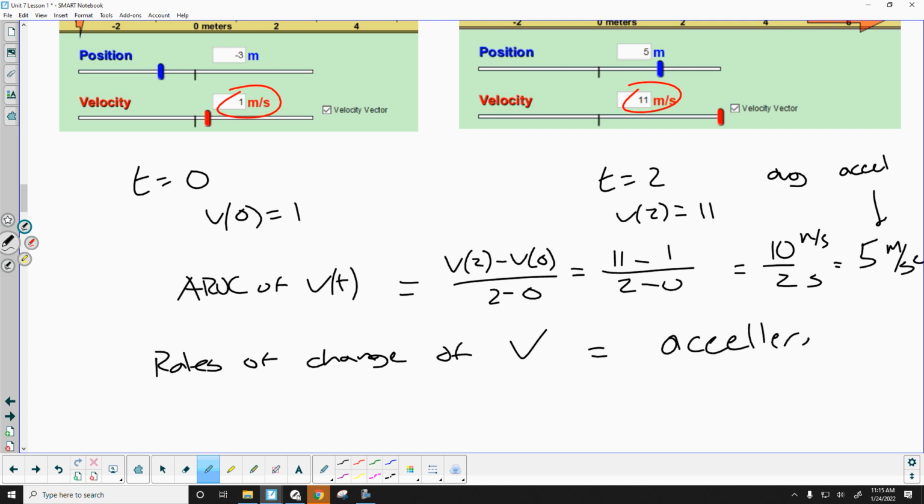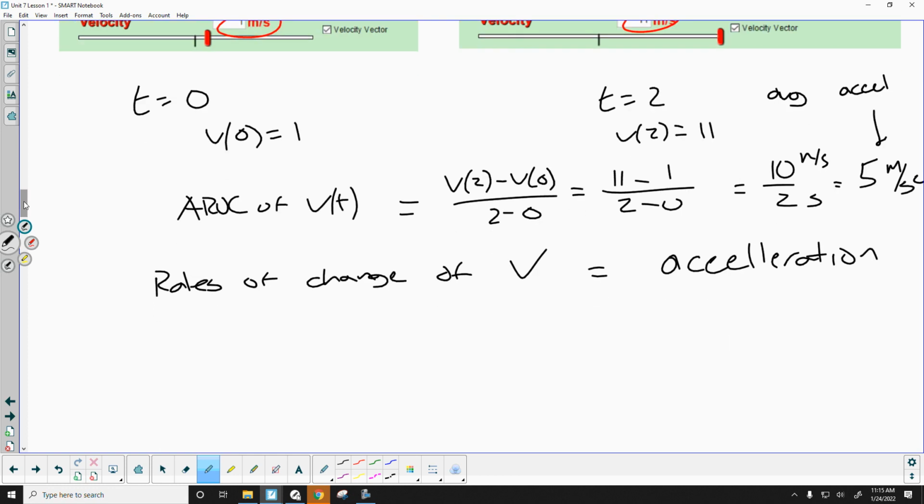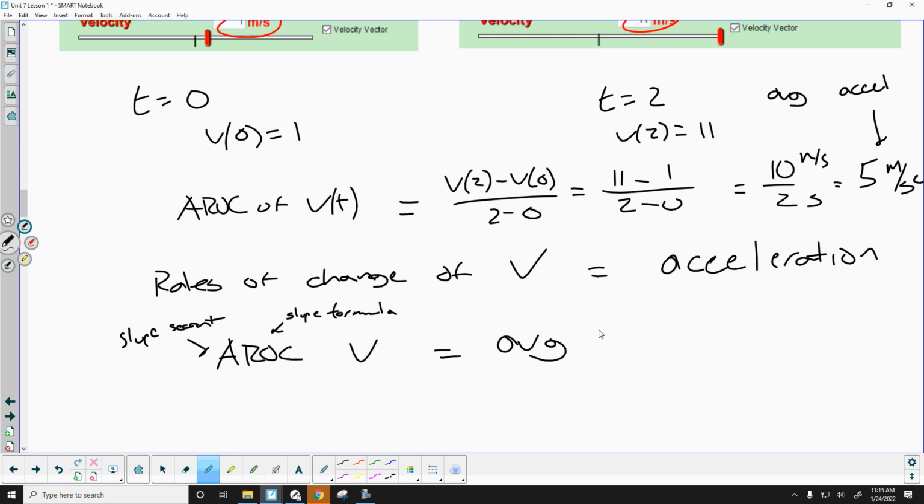I don't know how to write acceleration, so I usually just write a. Who knows? Anyways, sorry about that. So, rates of change, how quickly velocity is changing, gives us acceleration. Average rate of change, slope of a secant. Use the slope formula. Average rate of change of v will give us an average a.